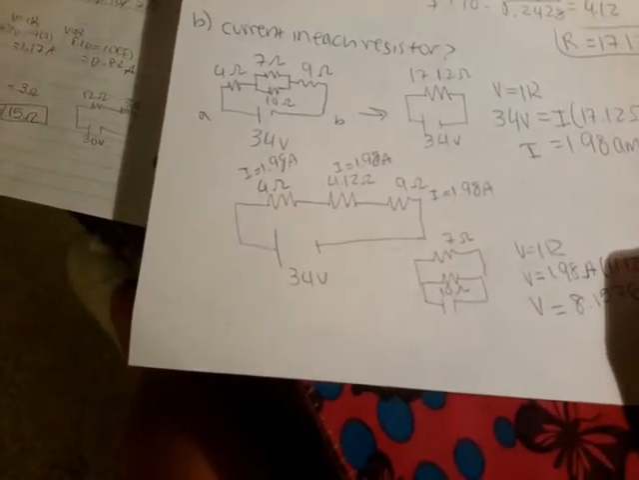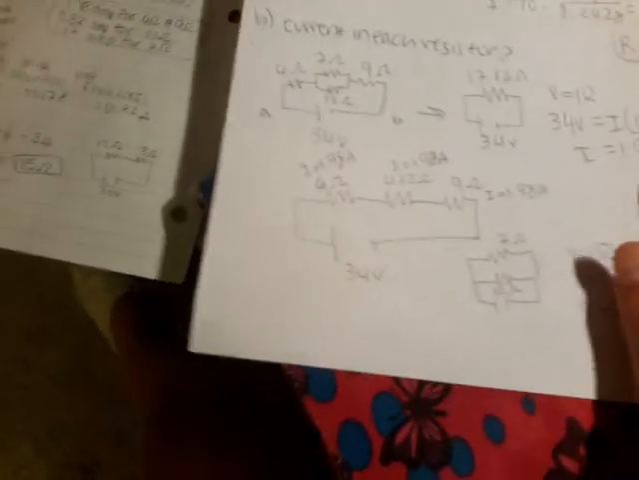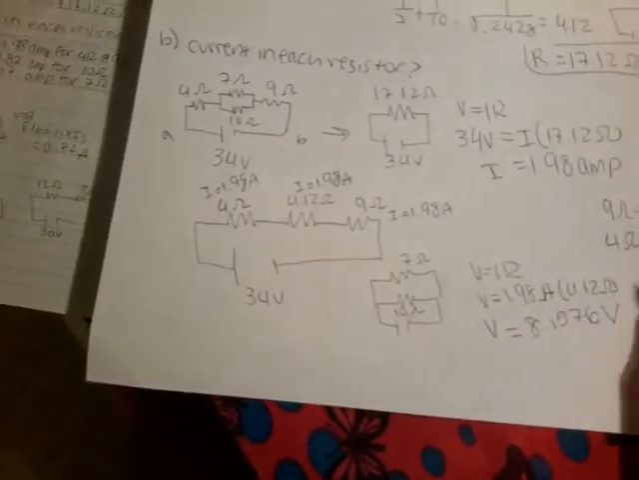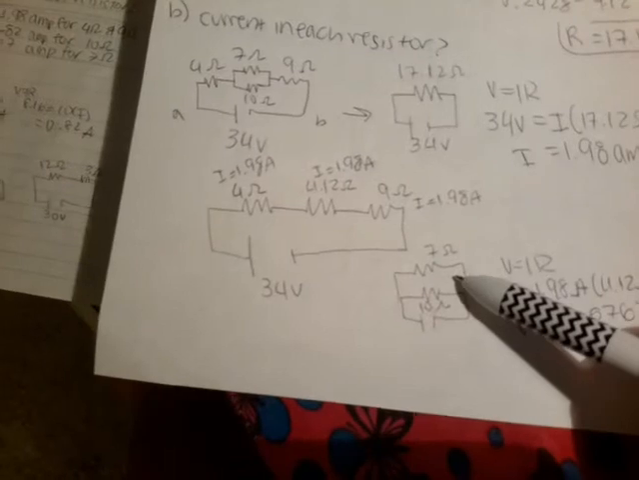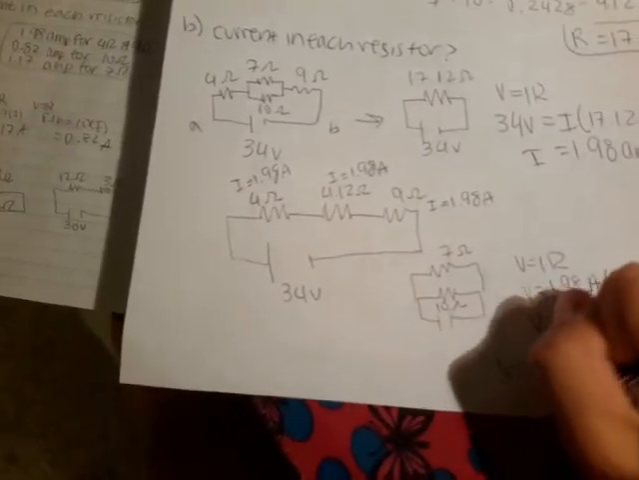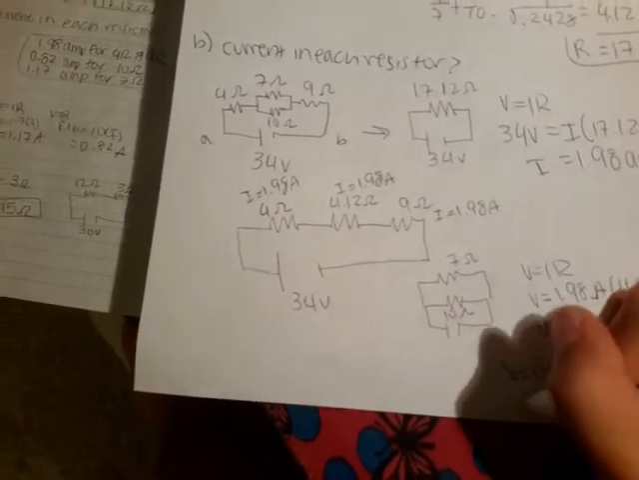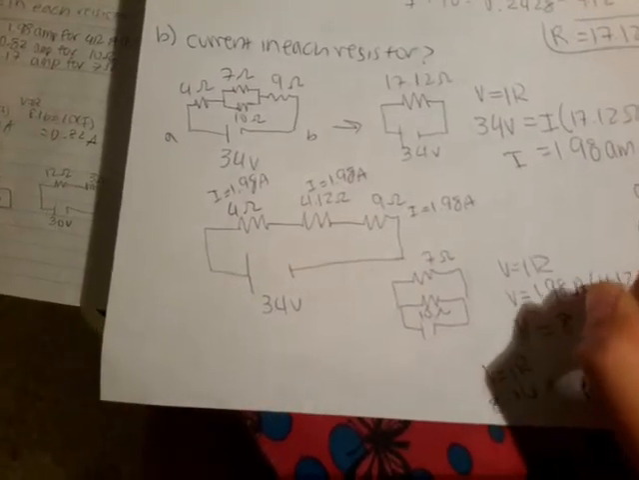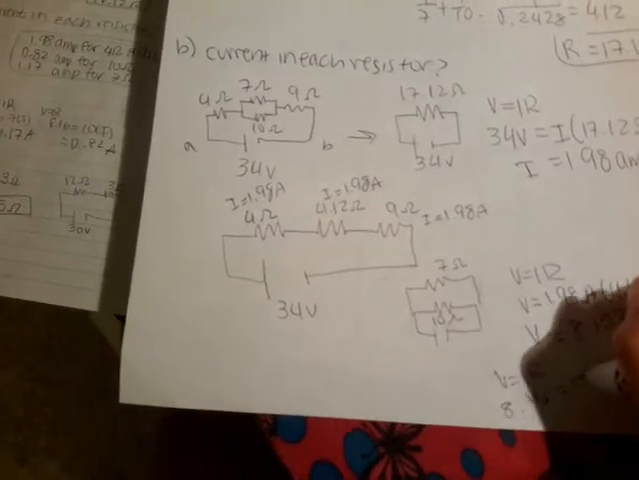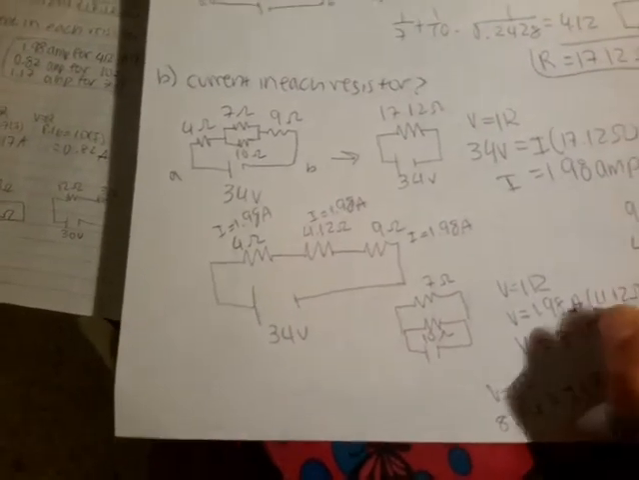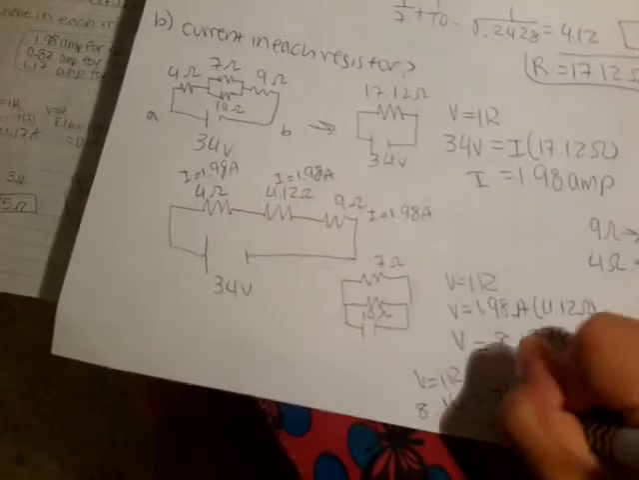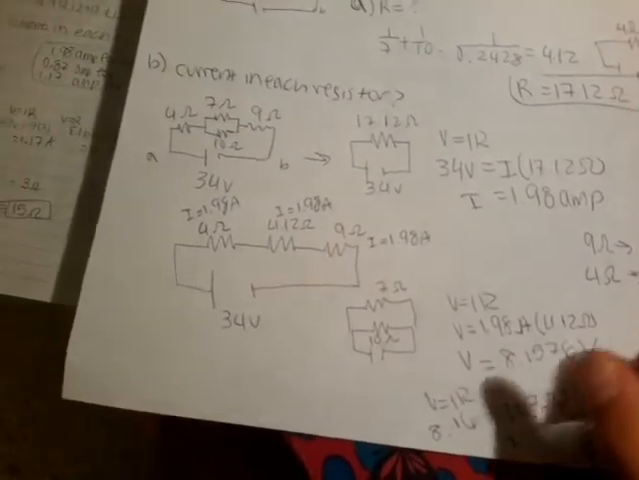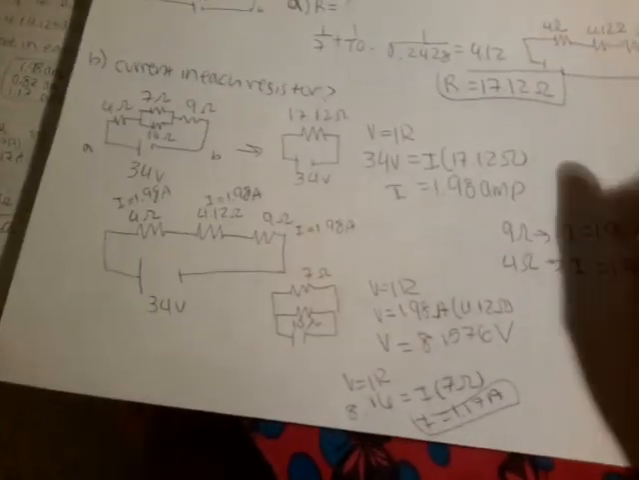8.1576 volts. And then after that, you just have to find the amps for both of those. So you can just do V equals IR, so 8.16, I just rounded it, is equal to I times 7 ohms, and you get I is equal to 1.17 amps. So that's for the 7 ohms.